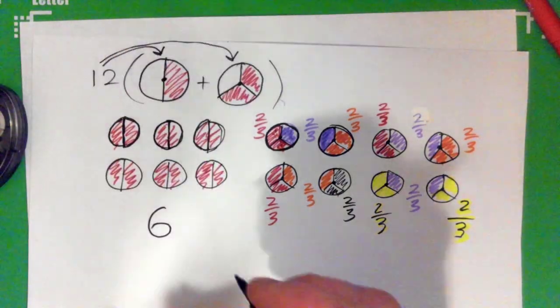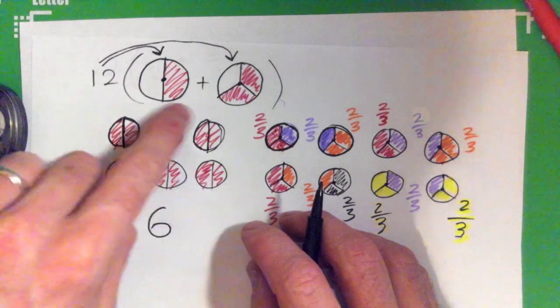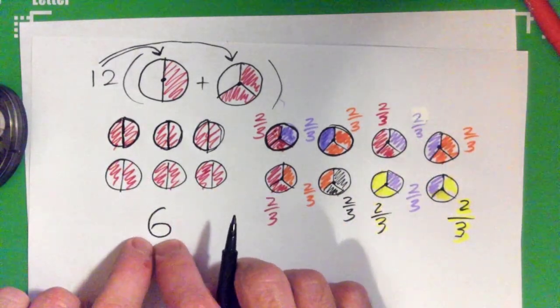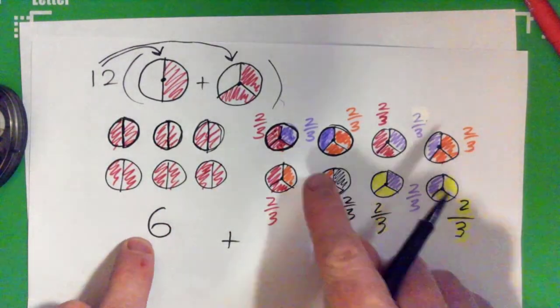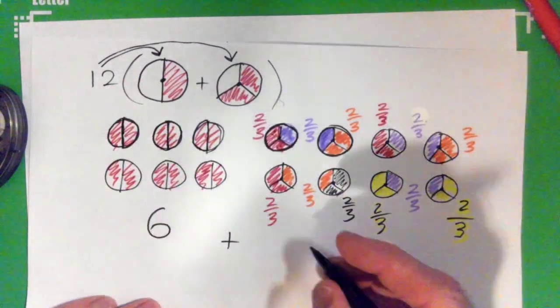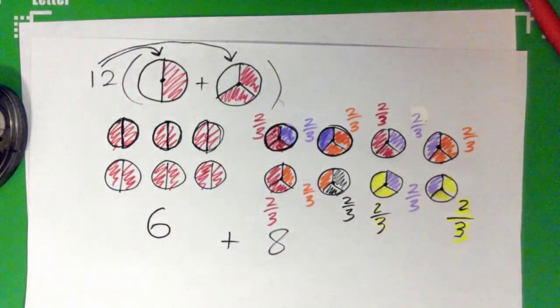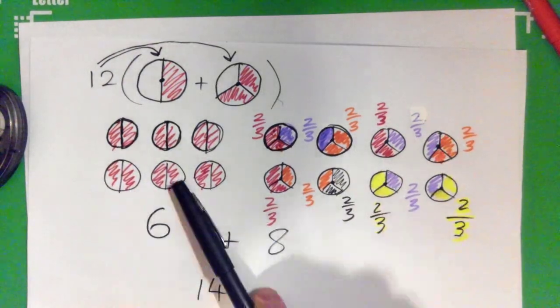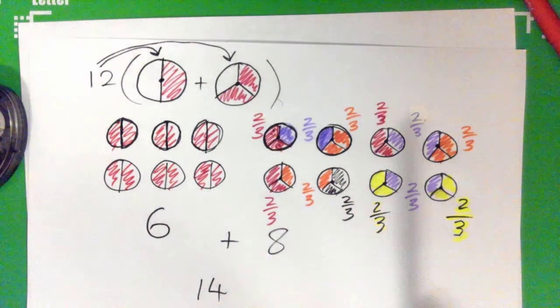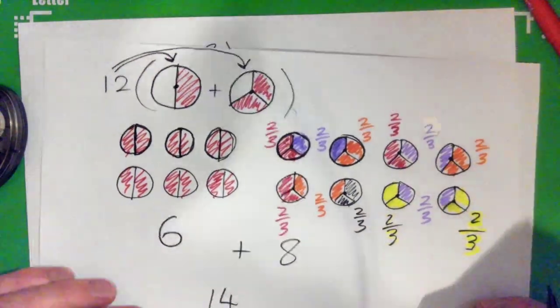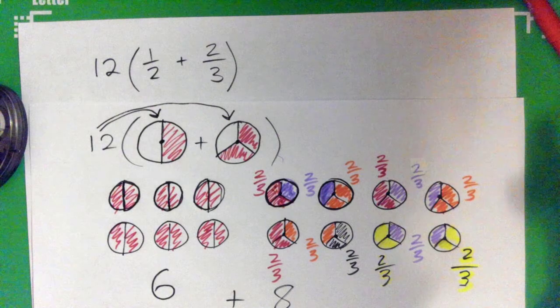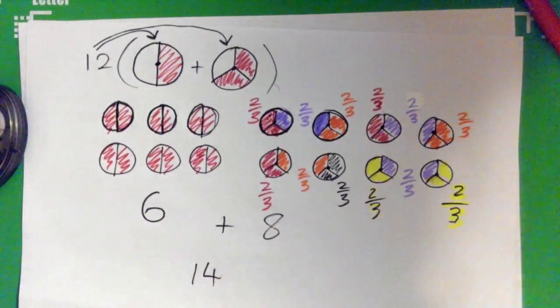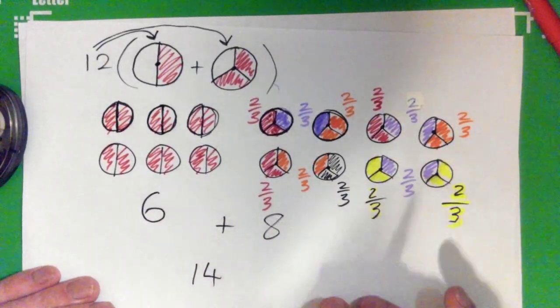So, when I got 12 halves, put them all together, I got 6 whole pizzas, right? And when I got 12 2/3, put all of them together, I got 8 whole pizzas. So how many pizzas do we have in total now? Good job. 14 pizzas. 1, 2, 3, 4, 5, 6, 7, 8, 9, 10, 11, 12, 13, 14 pizzas. So that is breaking it down, just to show you what is going on, and get a feel and an image for what the real answer should be.